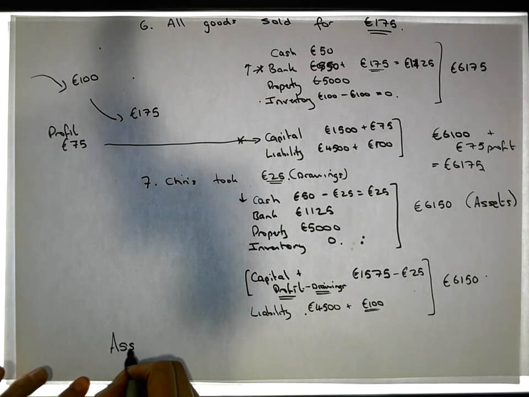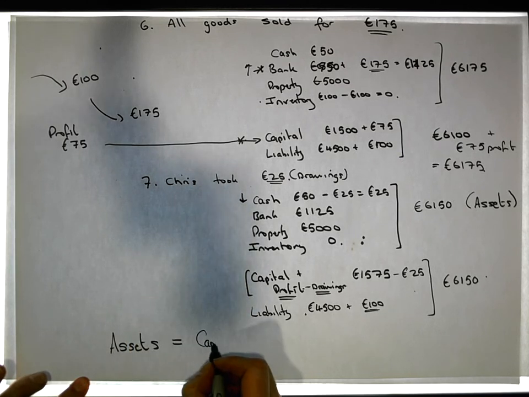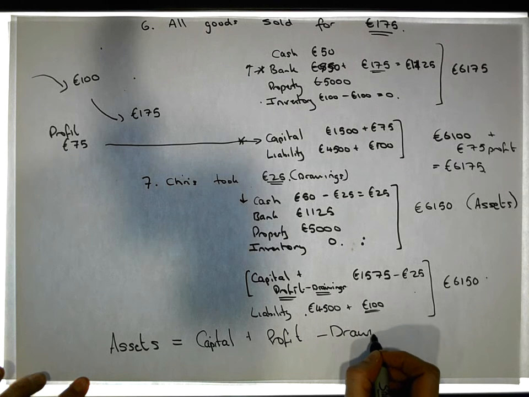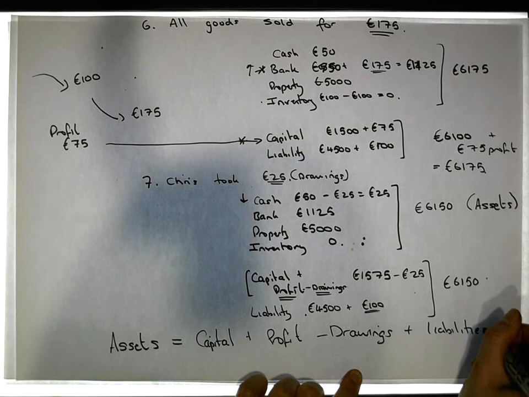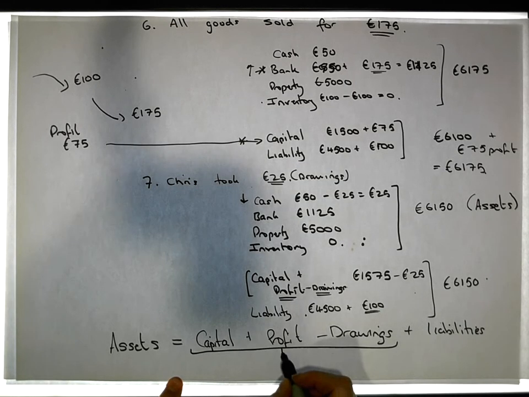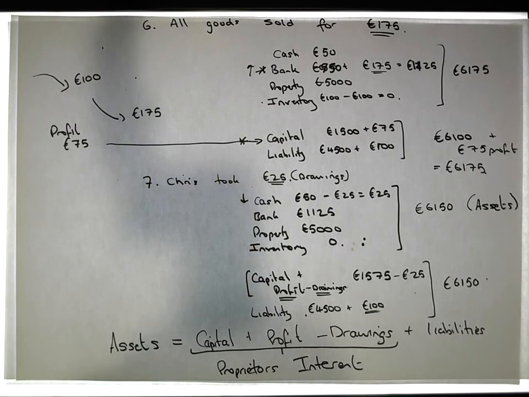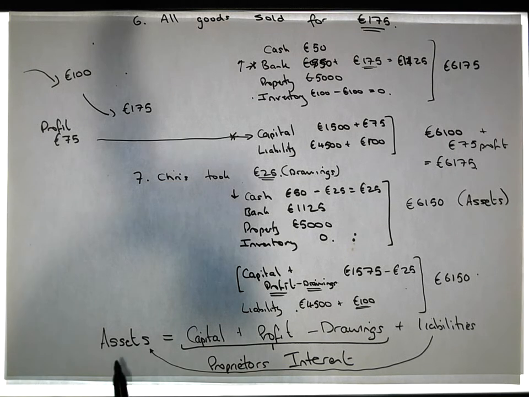Assets of all different types is equal to your capital plus your profit minus your drawings plus your liabilities. These three items together are known as your proprietor's interest. So the way this equation is termed is we take the liabilities over to the side of the assets, and your assets minus your liabilities is now equal to this proprietor's interest.